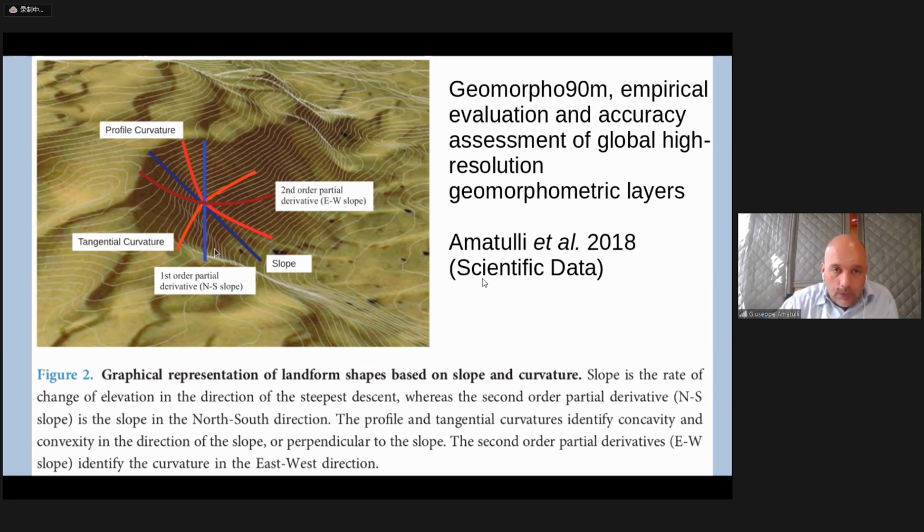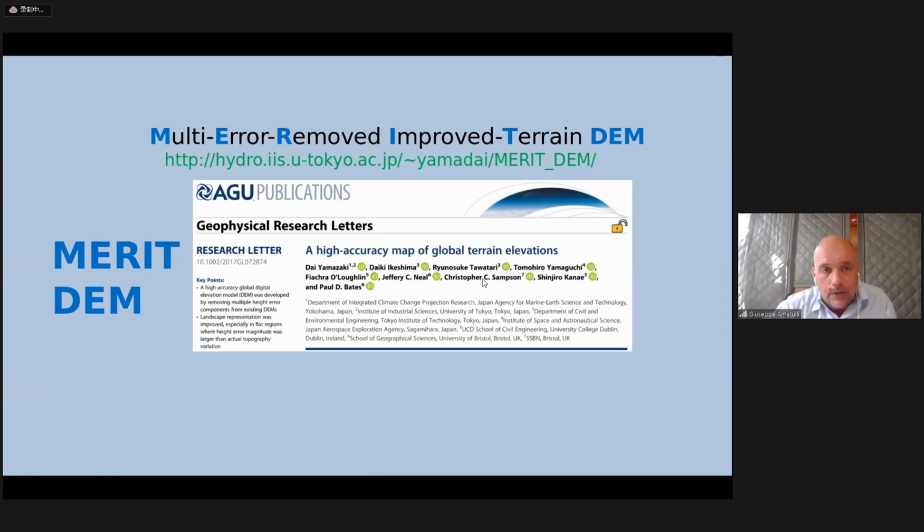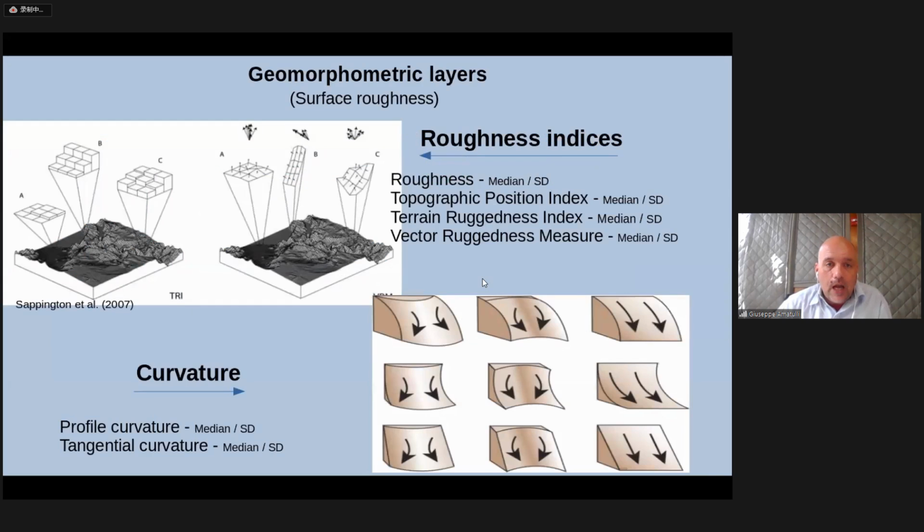This tremendous data set that we produced in 2018 with a publication of scientific data is the so-called Geomorpho90m, at 90 meters. It comes directly from the digital elevation model MERIT-DEM, developed by Dai Yamazaki at 90 meter resolution at global level. With this digital elevation model, I was able to extract different kinds of roughness indices and curvature that really characterize all the different parts of the world.